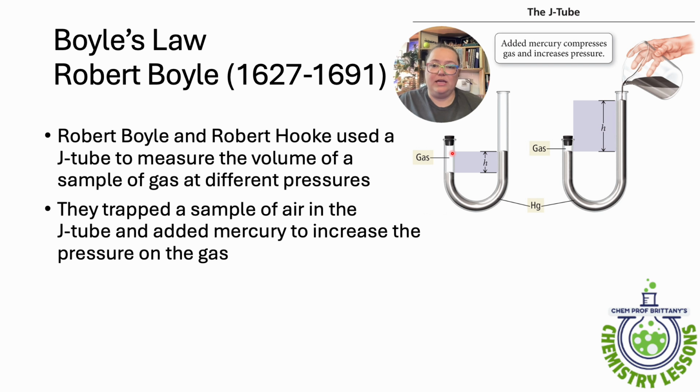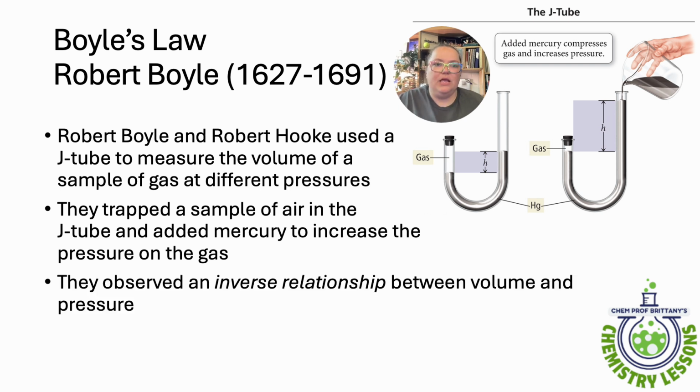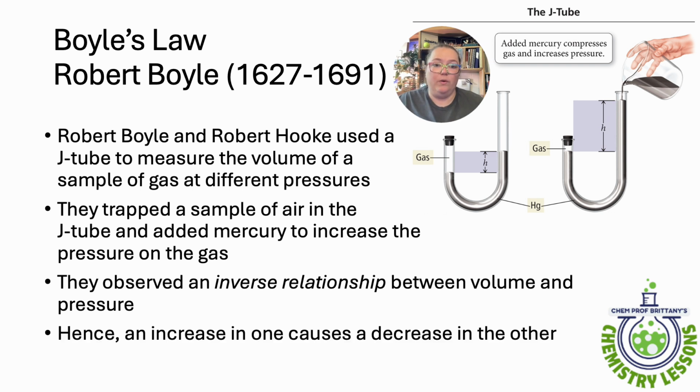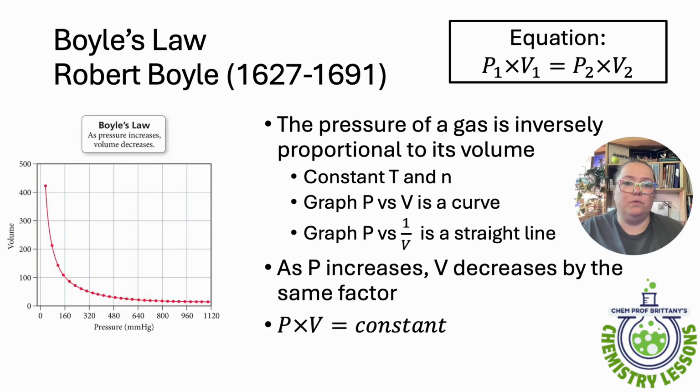The more mercury they added, the smaller this volume of gas was, and what this means is there's a greater pressure of the mercury pressing down on the gas because there's more of it there, right? So what they saw was an inverse relationship between volume and pressure. So an increase in one is going to cause a decrease in the other. So we can follow Boyle's law and use it if we have constant temperature and constant number of moles.